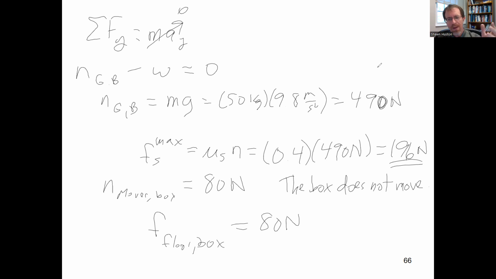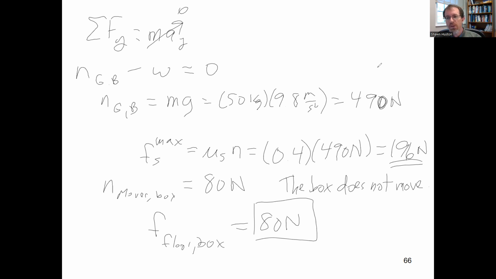So that would be kind of the silly result of making a mistake of saying, well, the floor is exerting a force of 196 newtons on the box. That's not true. The floor is just exerting a large enough static frictional force to match the force that the mover is pushing with. All right.